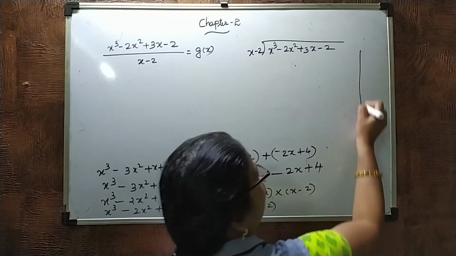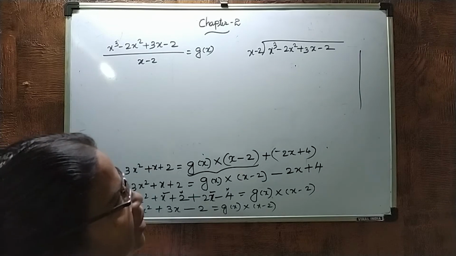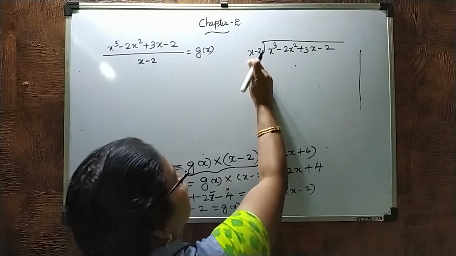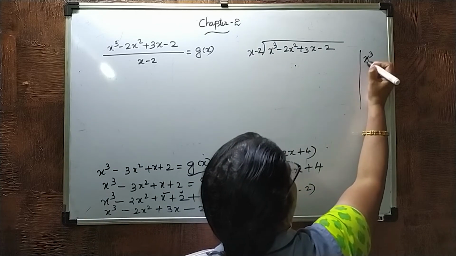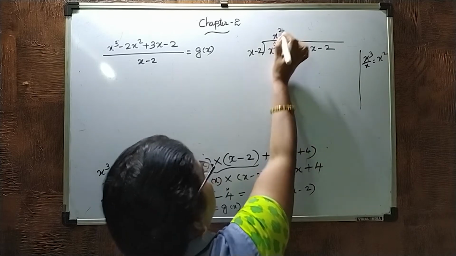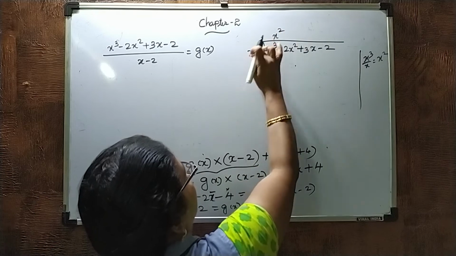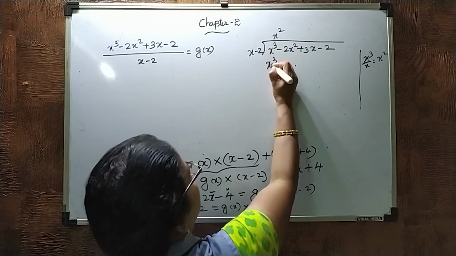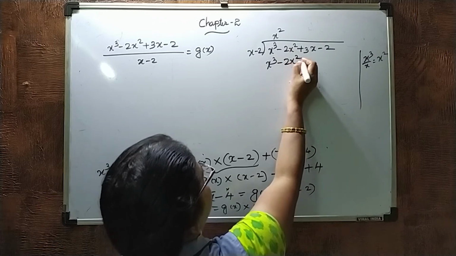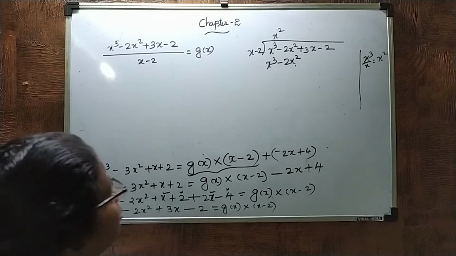We will start now. How will you divide? First term of the dividend divided by first term of the divisor. First term is x cube here, and here it is x. So x cube by x, you will get the answer x square. So here it will be x square. After division, multiplication: x square into x is x cube, then minus 2x square, since 2 into x square is 2x square.